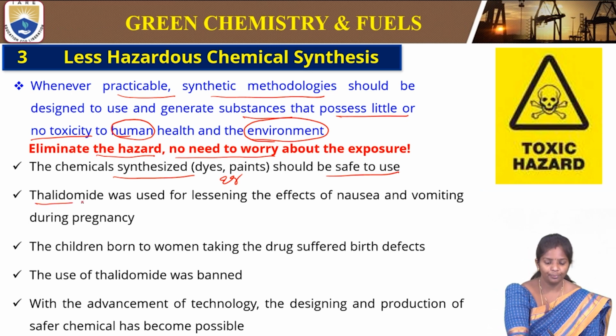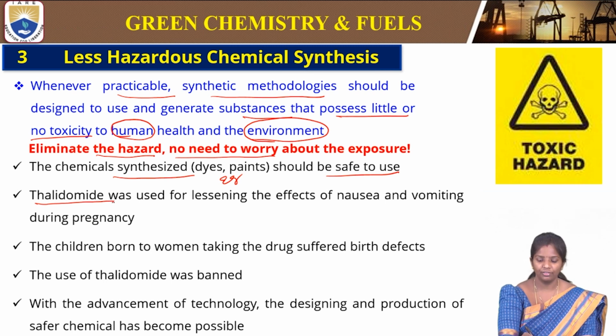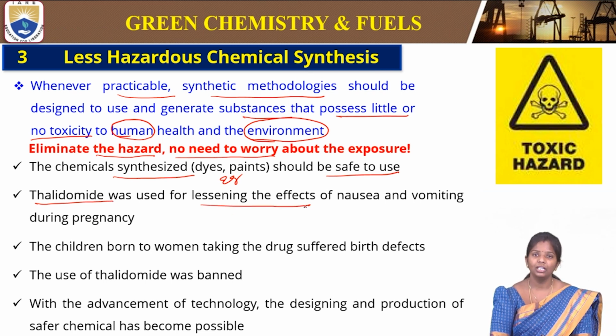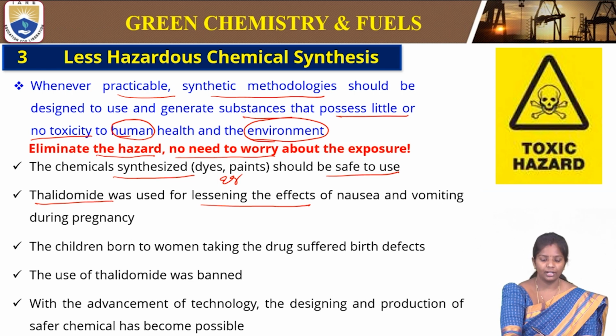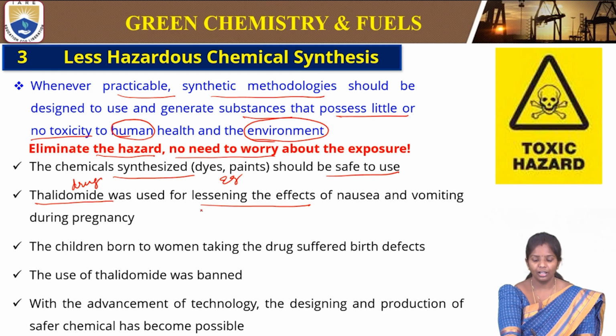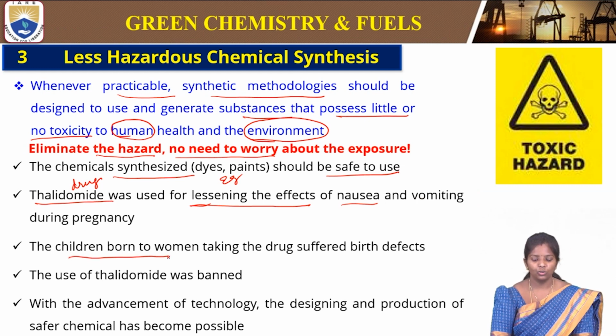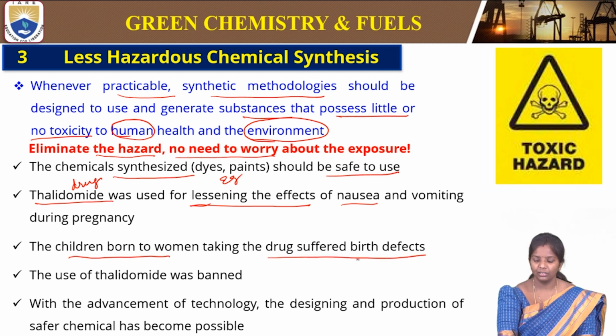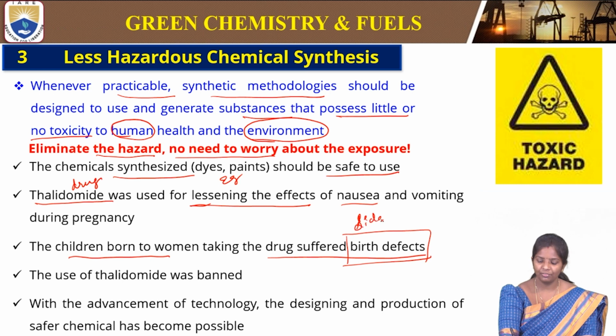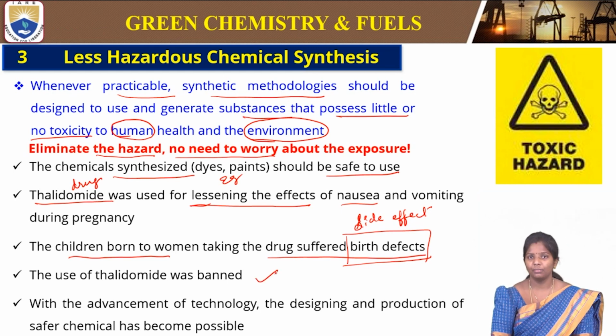For example, thalidomide was used for lessening the effects of nausea and vomiting during pregnancy. This is a drug that can reduce nausea and vomiting during pregnancy, but the children born to women taking the drug suffered from birth defects. This is a side effect that came from that drug. So the use of thalidomide was ultimately banned.